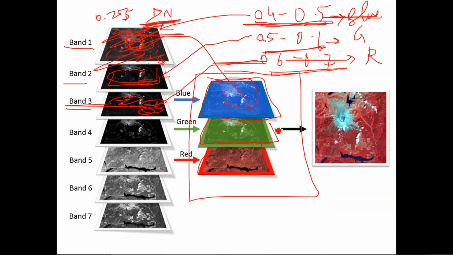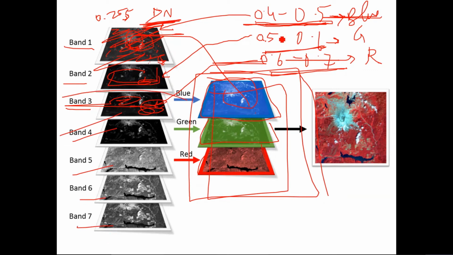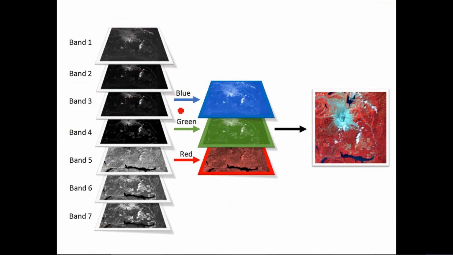Like this, I can assign the three basic colors to any of these bands I wish. But unless it is assigned to the exact same range of wavelengths, if I am not assigning blue to 0.4 to 0.5, maybe I am assigning blue to band 3, as you can see in this figure. Maybe I'm assigning blue to band 3, green to band 4, and red to band 5. You can see the image here. Do you think this represents the true color on the ground?